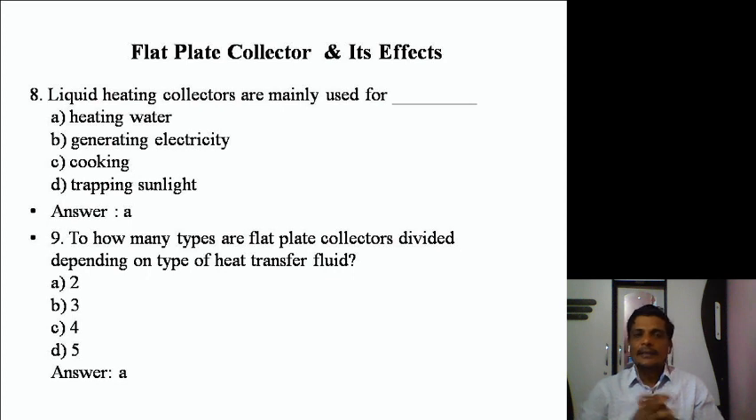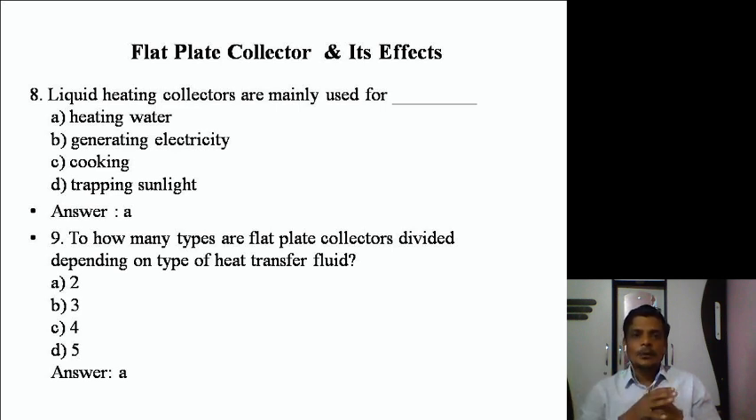Liquid heating collectors are mainly used for, the options are A, heating water, B, generating electricity, C, cooking, D, trapping sunlight. Here the answer is very simple. Liquid heating collectors are mainly used for heating water. That's why A is the correct answer.